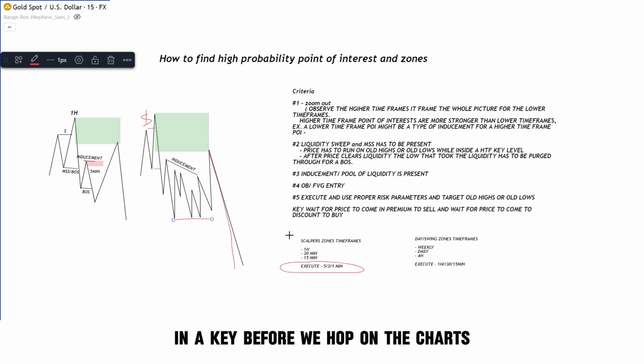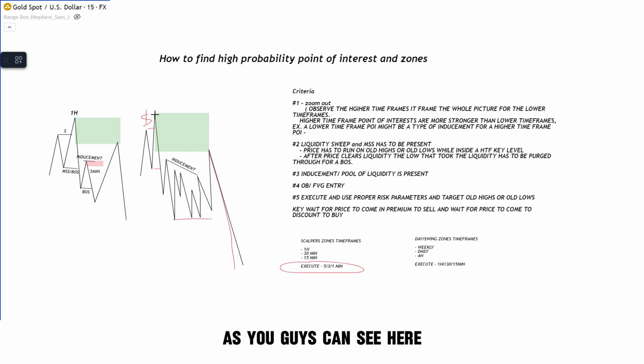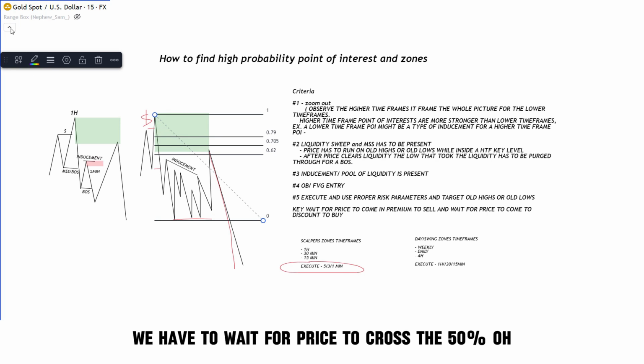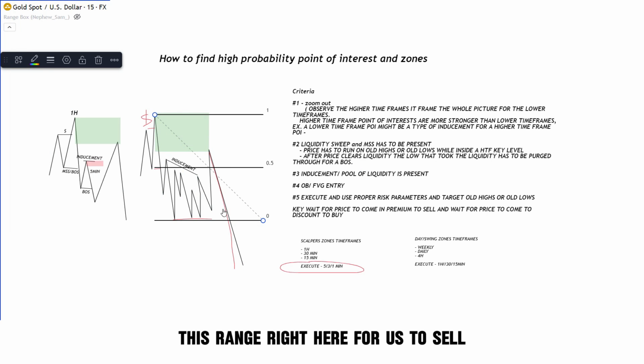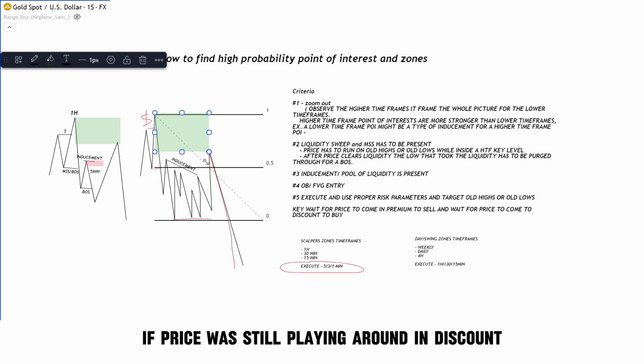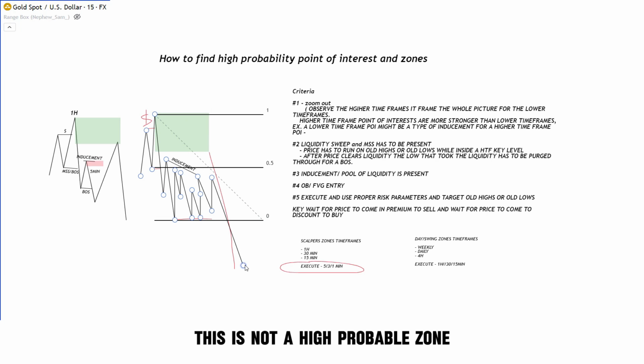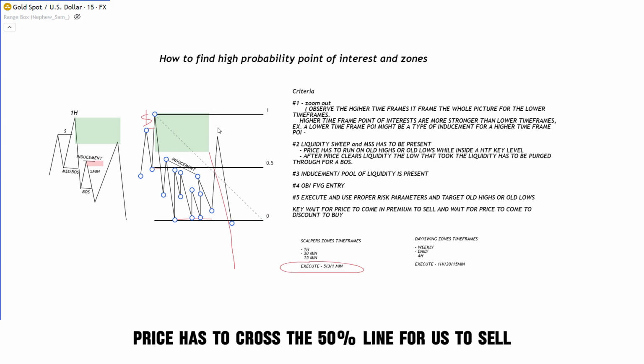And a key before we hop on the charts is to wait for price to come in premium to sell, and then wait for price to come in discount to buy. As you guys can see here, we have to wait for price to cross the 50% of this range right here for us to sell. If price was still playing around in discount, this is not a high probable zone. Price has to cross the 50% line for us to sell.